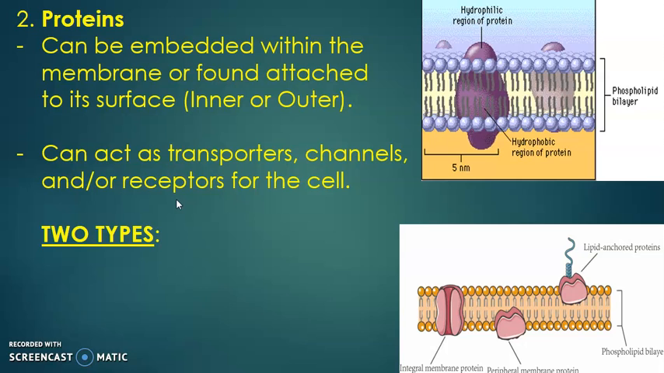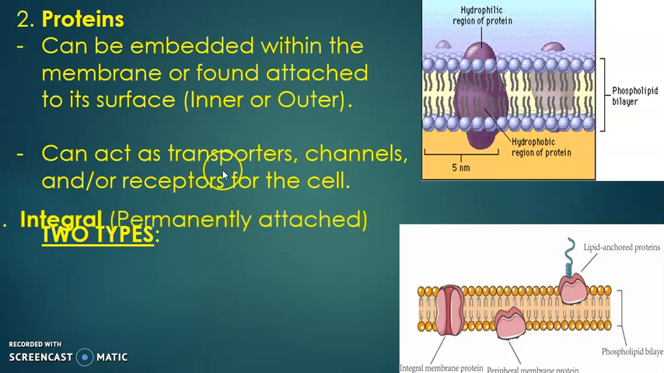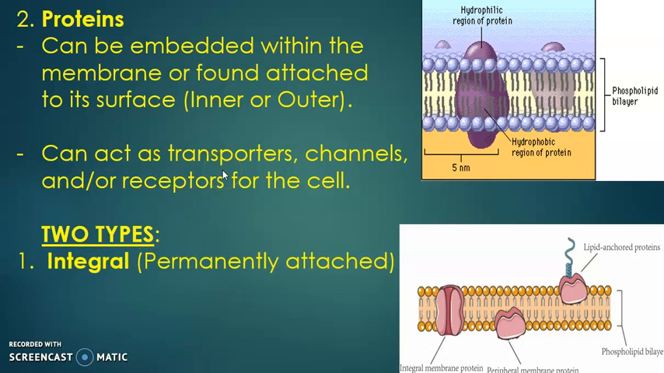Either type of protein is going to act as a transporter or receptor for the cell. Transporter meaning that they are going to allow certain things in or out of the cell itself. They're going to aid in that. They'll also act as receptors, meaning that they could recognize other similar cells that are nearby and communicate with them.